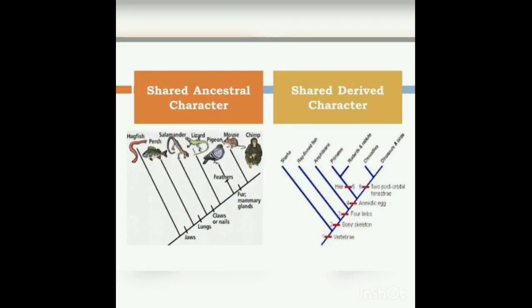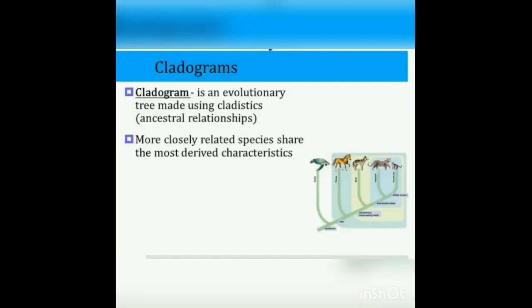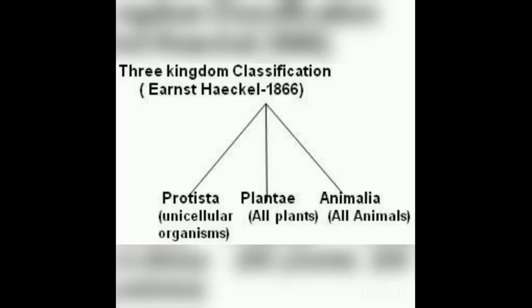One or more derived characters which appear during evolution resulted in the formation of new subspecies. If a new character is formed, that helps in the formation of new subspecies. Arranging organisms on the basis of their similar or derived characters which differ from the ancestral character produces a phylogenetic tree or cladogram. So depending on the system of classification, organisms are classified into 2 or 3 kingdoms. Later on, it moved into 4, 5, 6, and now it is 7 kingdoms.